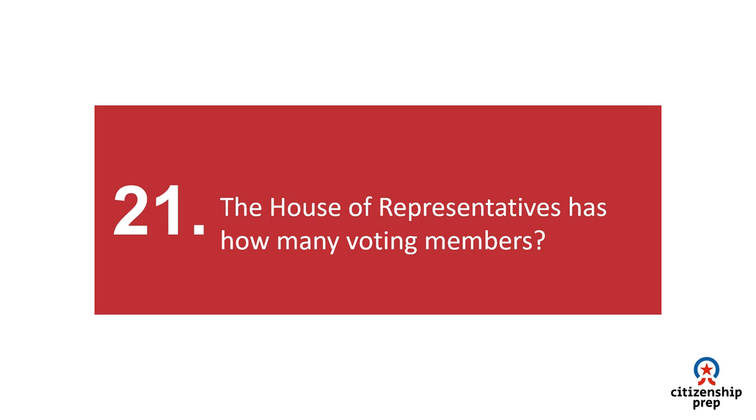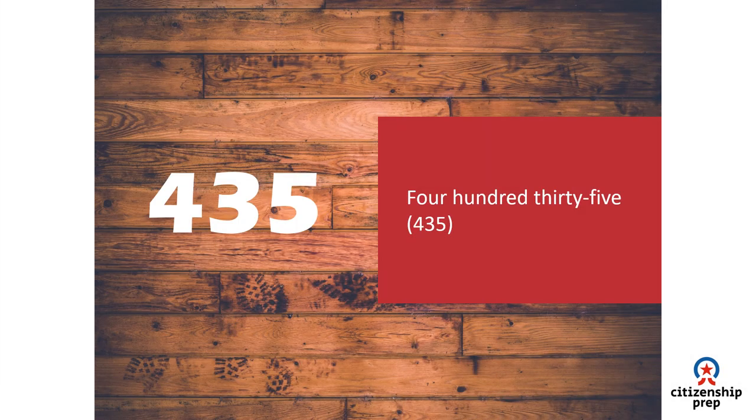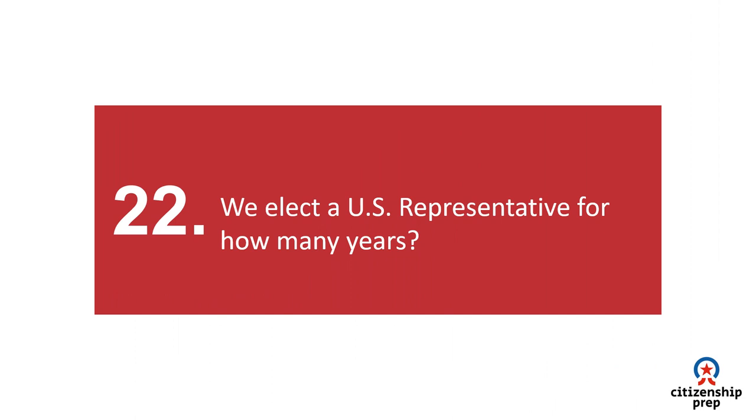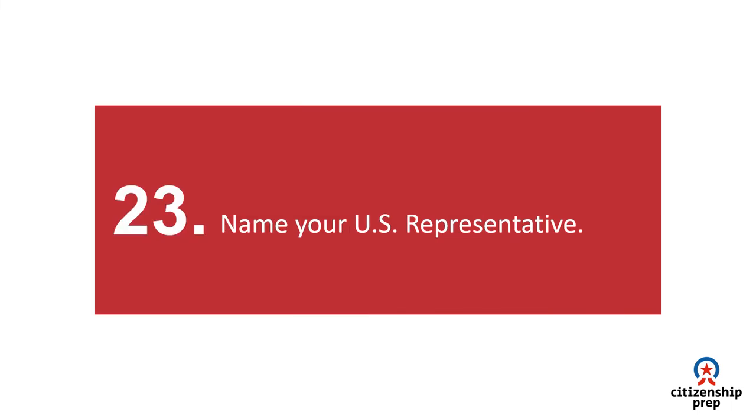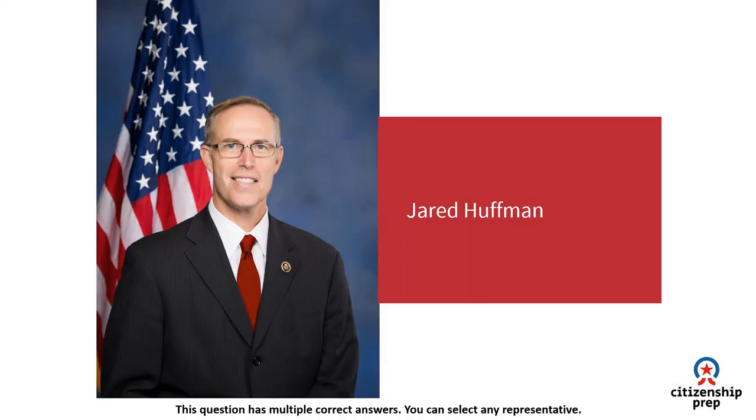The House of Representatives has how many voting members? 435. We elect a U.S. Representative for how many years? 2 years. Name your U.S. Representative. Jared Huffman.